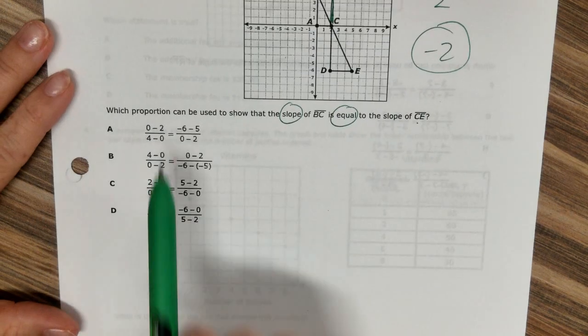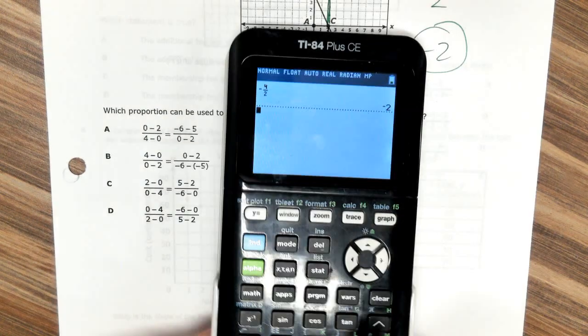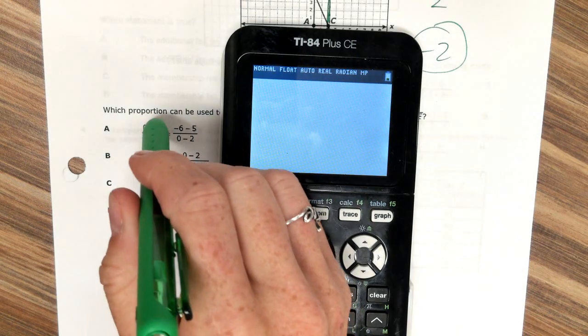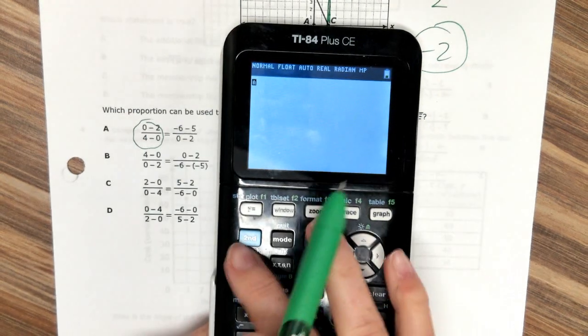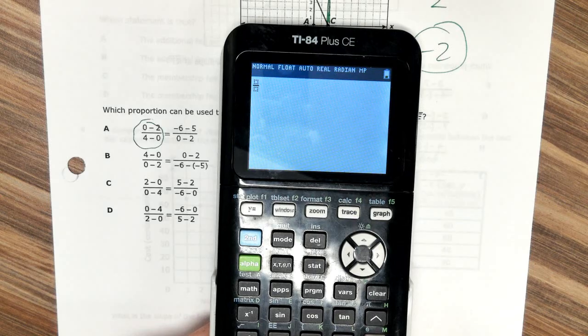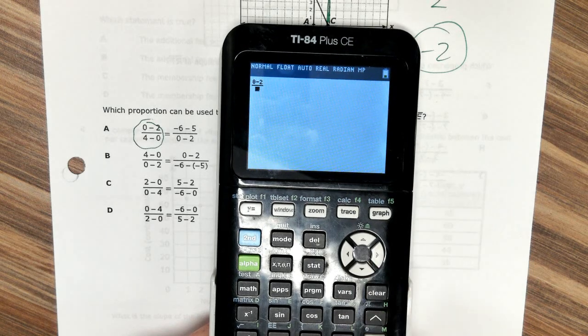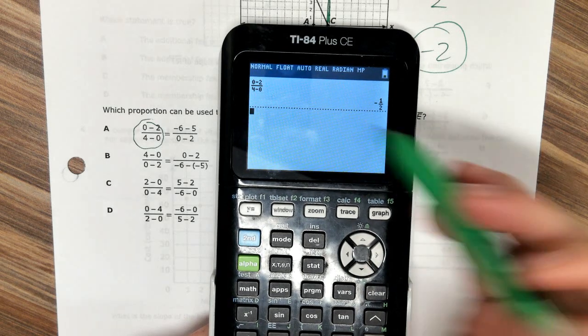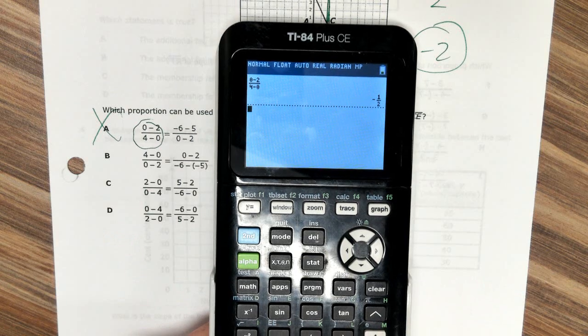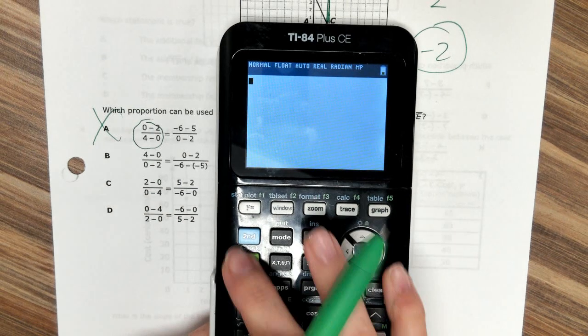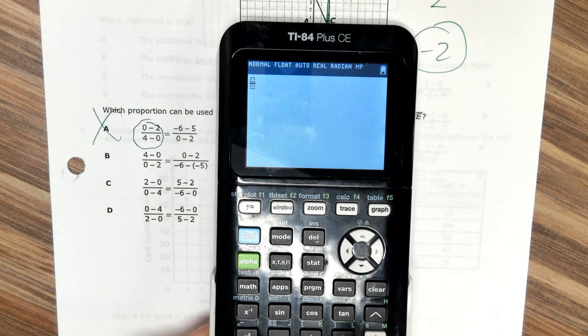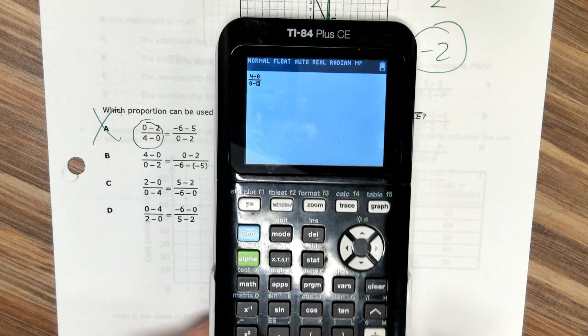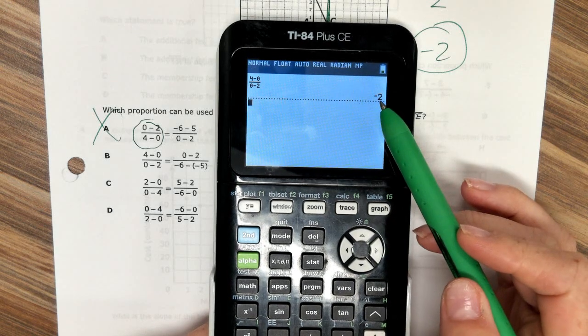So all you had to do is find the answer choice that gave you the same answer. So I'm going to check the left side of choice A. So I type in 0 minus 2 over 4 minus 0. That did not give me -2. Okay, so I check B. 4 minus 0 over 0 minus 2. Did that give me -2?